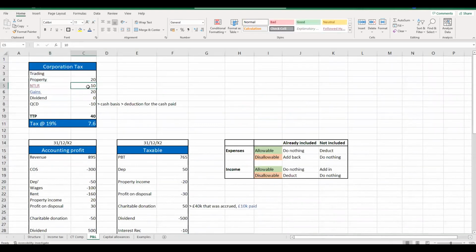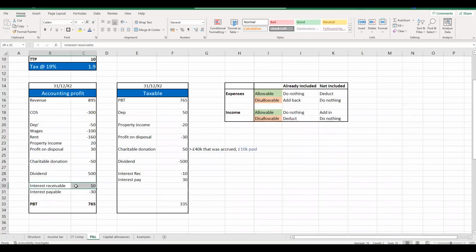So essentially, we had income previously of 10, the interest receivable, and what we're going to do is reduce that by the 30, because one way of thinking about this is it's like a mini income and expenditure: what is your total profit or loss from non-trade loan relationships? Of course, we had interest receivable of 10 and interest payable of 30 to get us to a loss on our non-trade loan relationships of 20.